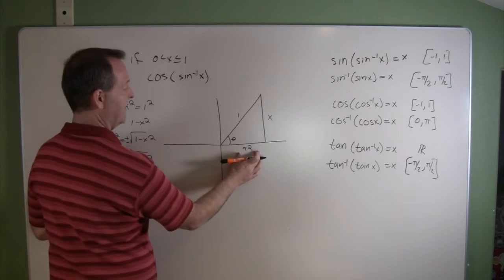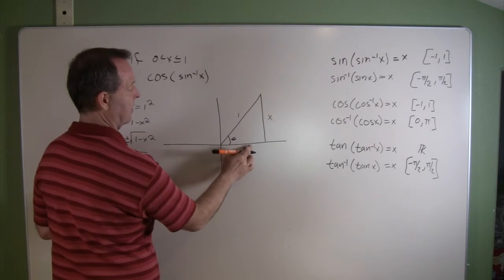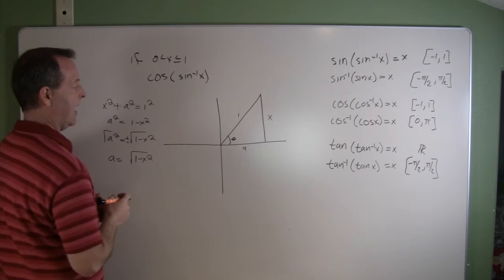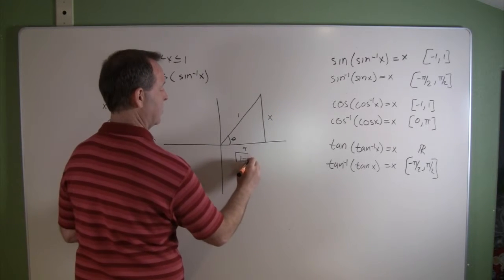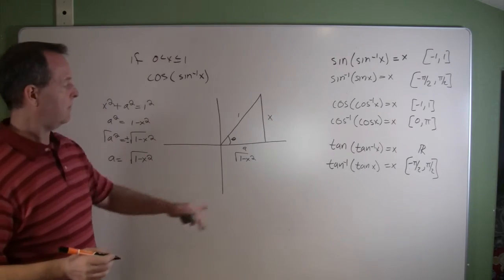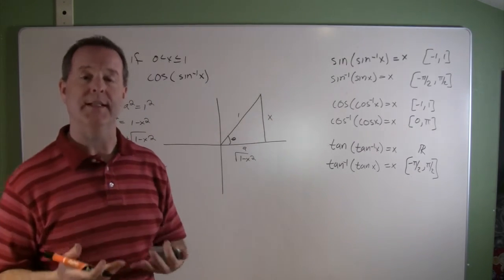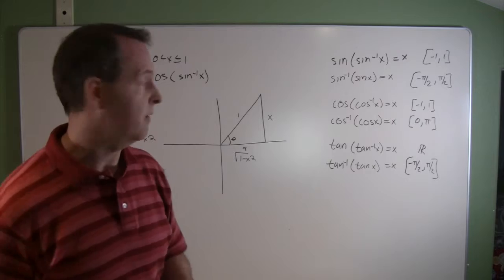So now I know what this side equals. That side was an a to begin with. This side now is, in terms of x, the square root of 1 minus x squared. So now I have each of the sides of the right triangle in terms of x.